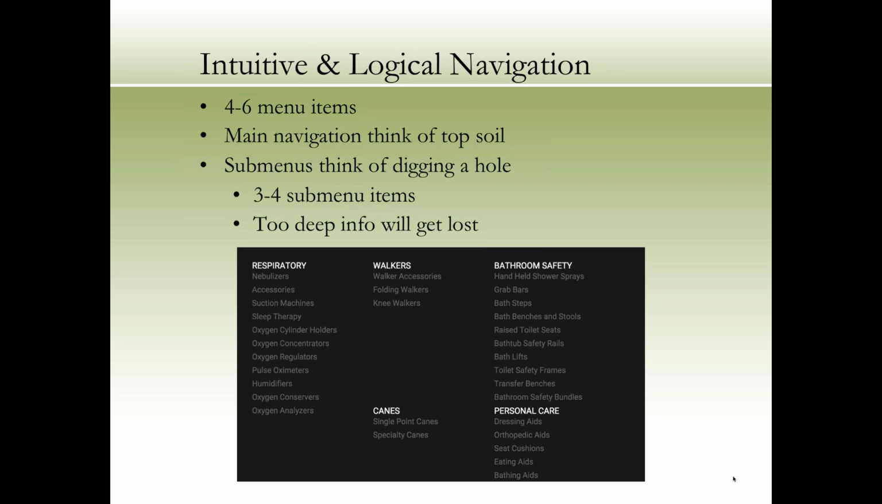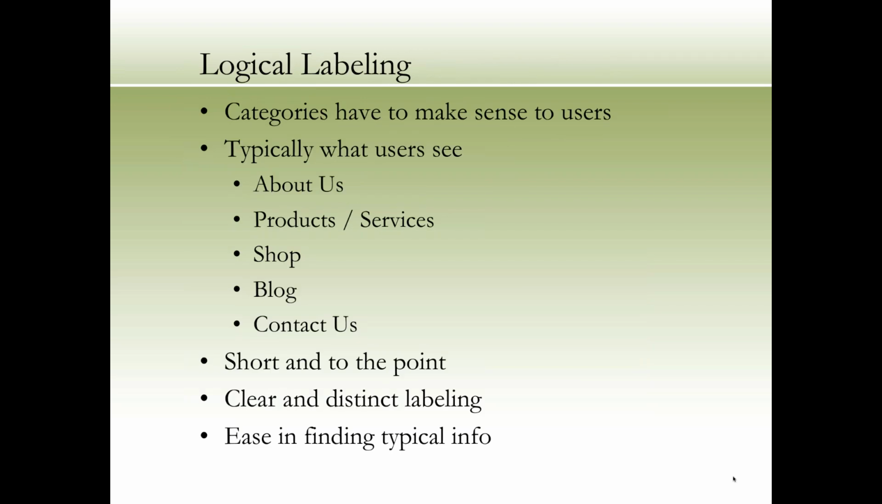Information architects will look at the content of your website and look at the pages of your website and figure out the labeling structure for your site that makes sense for users. So logical labeling, we look at categories to help make sense for users. Typically what users see, they want to see an About Us page. They want to see a products or services page. If it's an e-commerce site, they want to see a shop page. If you have a blog, they want to see that. And they also want to be able to contact you easily.